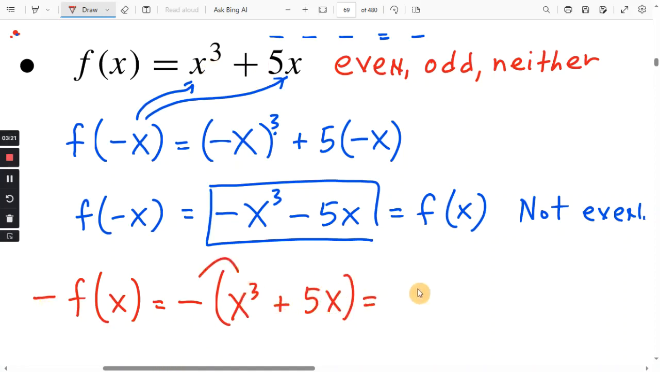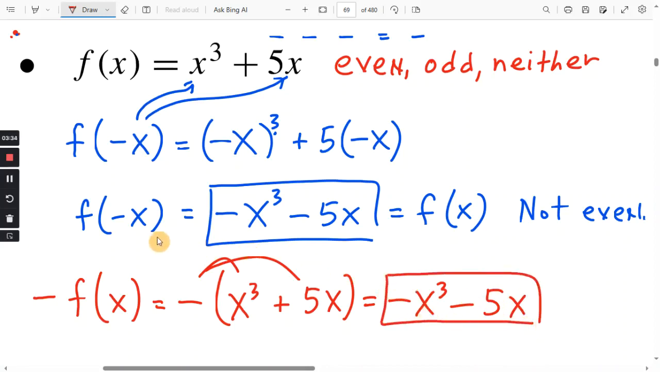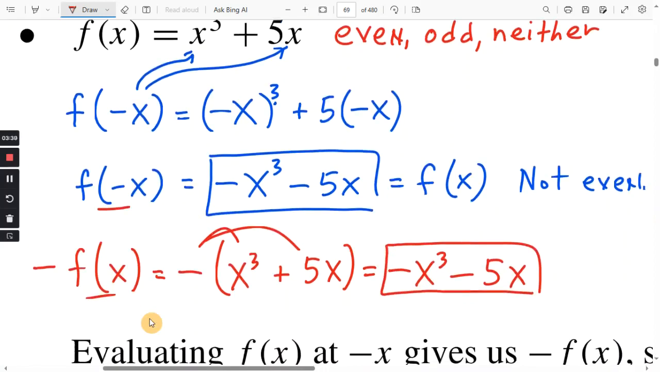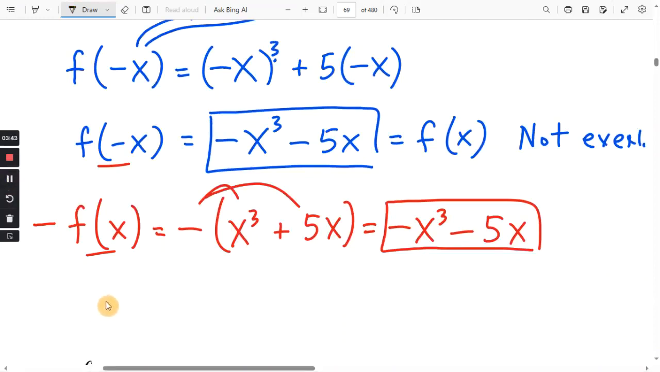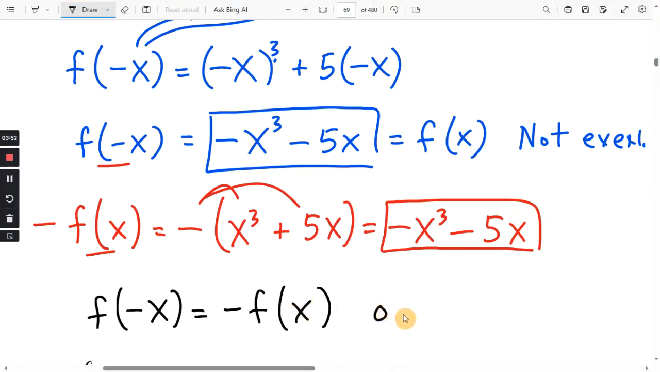So negative x to the third and negative 5x. And that is negative f of x. And it matches f of negative x. So as a result, f of negative x equals negative f of x, and it is odd.